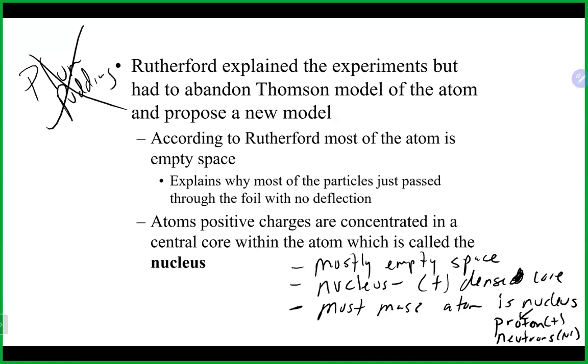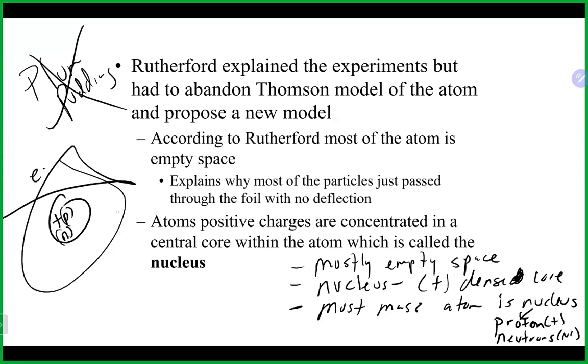Where are the electrons? We have our protons and our neutrons in the nucleus. Our electrons are randomly traveling in that empty space around the nucleus. By the way, as we'll talk about, electrons don't travel in pretty circles or anything like that. They travel pretty randomly about the nucleus.